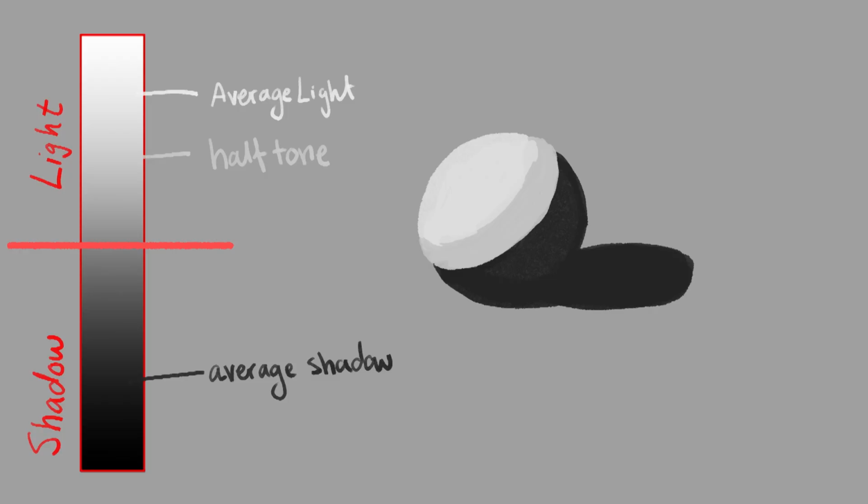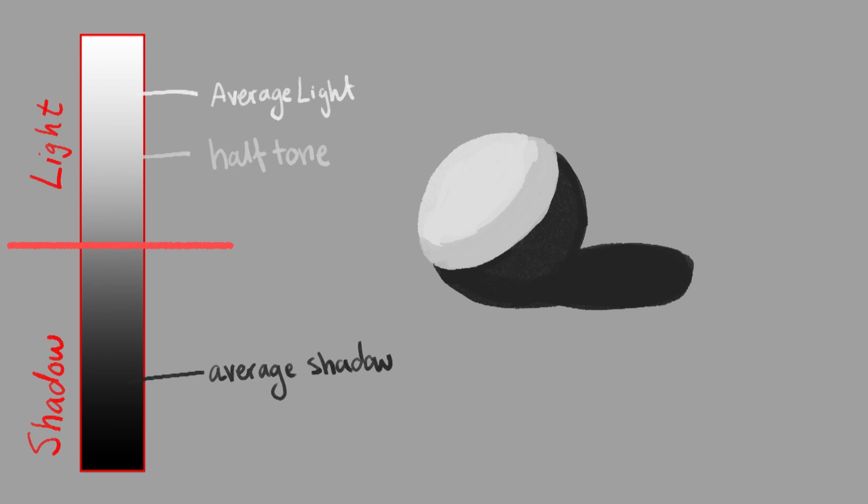Here I split up my values into just three: average light, halftone, and average shadow. And here's a big dividing line between light and shadow. So you can see halftone is on the light side. Halftone, by the way, is just when your form is turning away from the light. It's not directly facing the light.